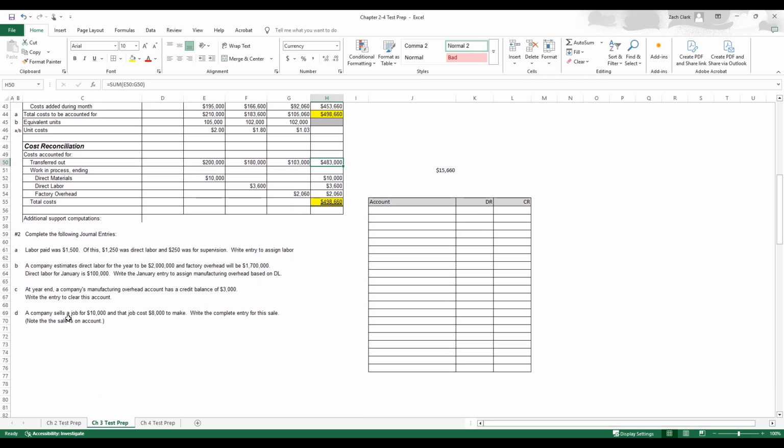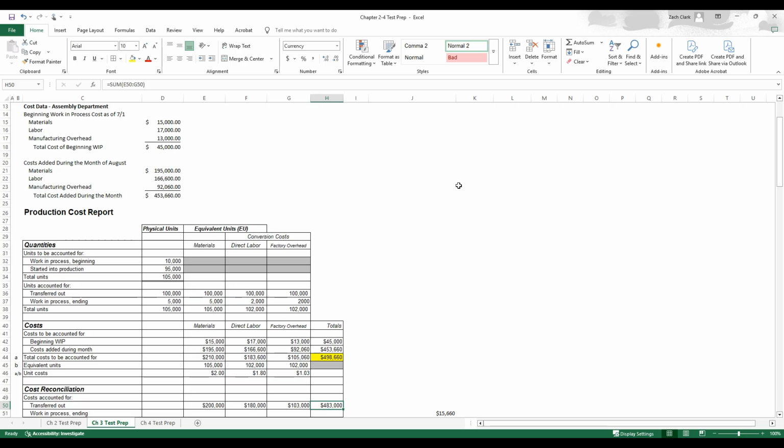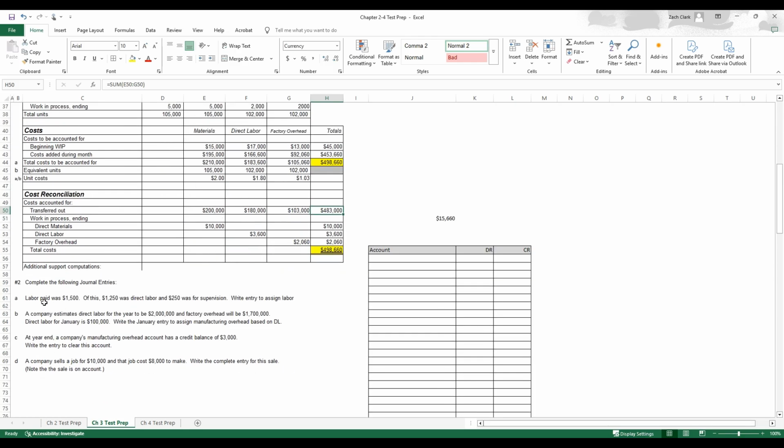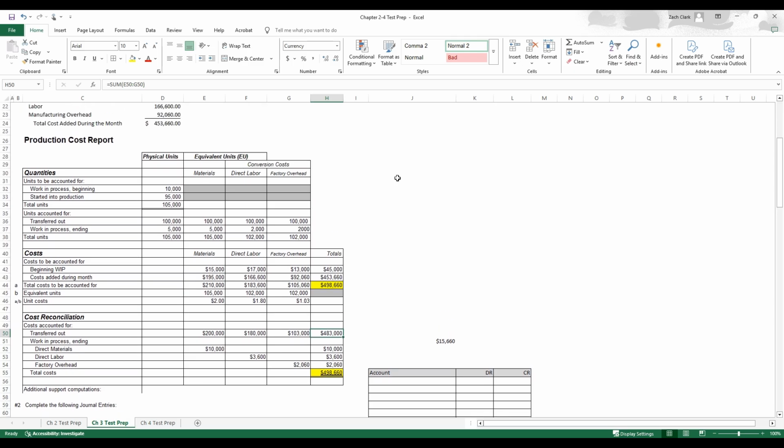Okay, let's look at some journal entries related to this whole process here. And we're going to say labor paid was $1,500. Of this, $1,250 was direct labor and $250 was for supervision. So exactly like the process that we did before.